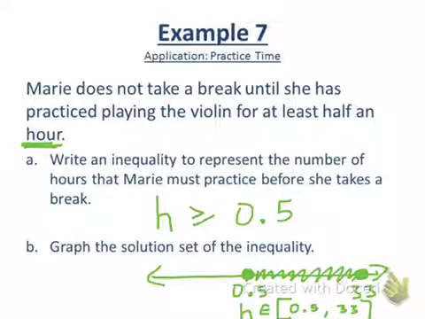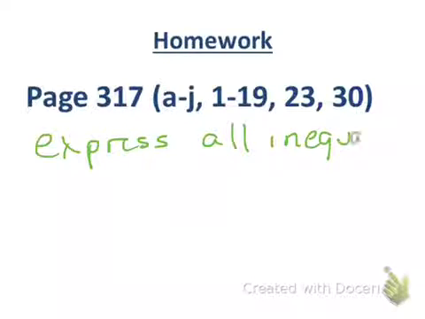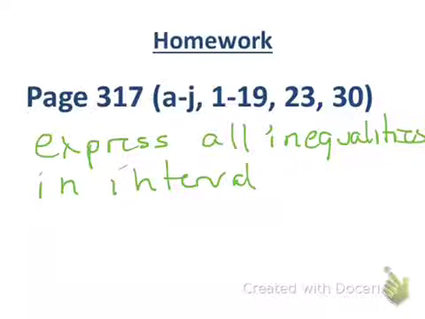Okay. All right. So your homework is page 317, A through J, 1 through 19, 23 through 30. I am going to adapt the directions. Okay. And I want you to, in addition to doing what the problem says, express all inequalities in interval notation.